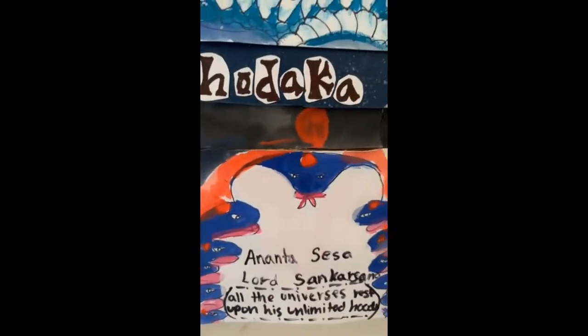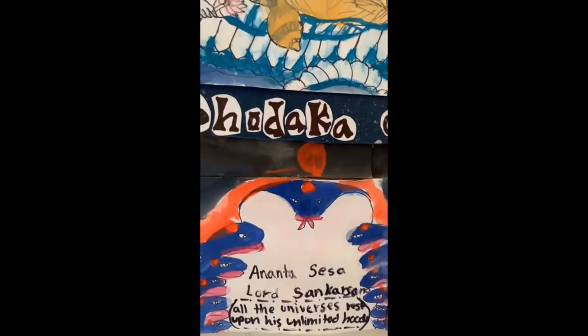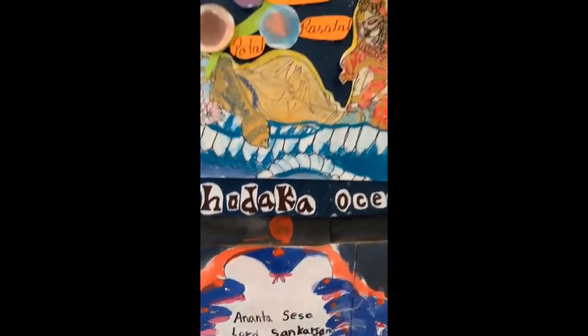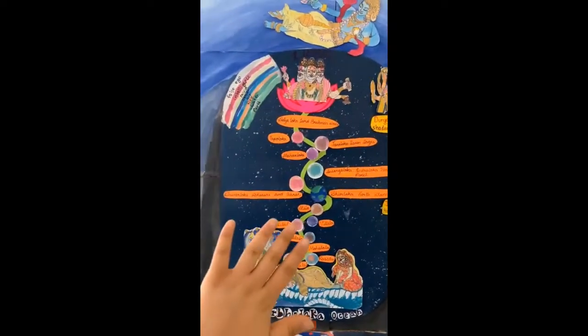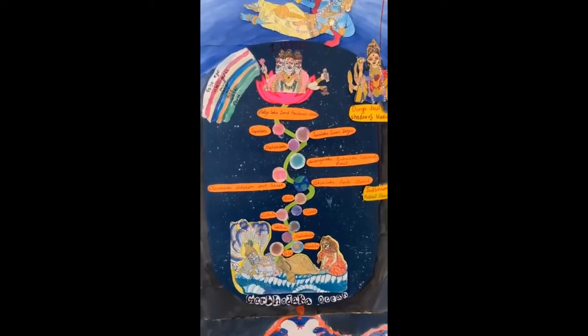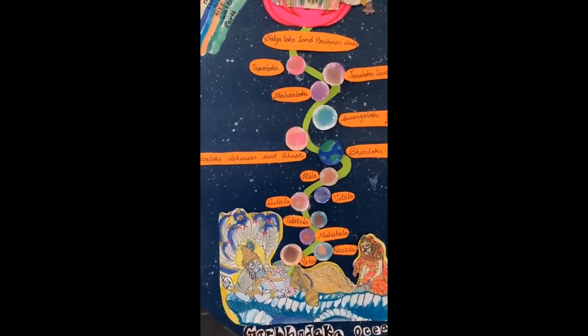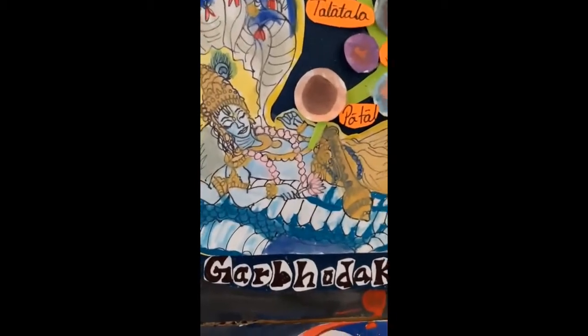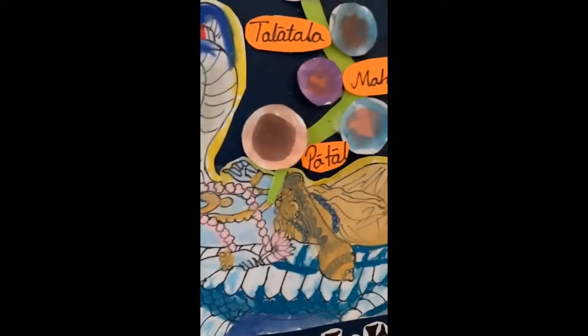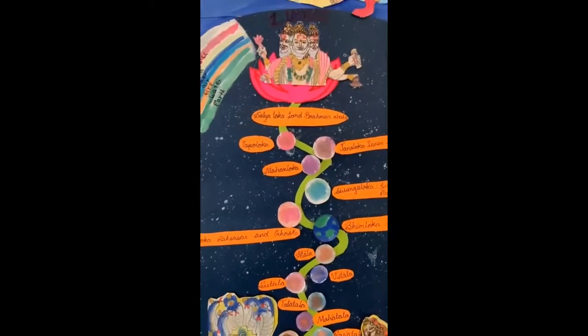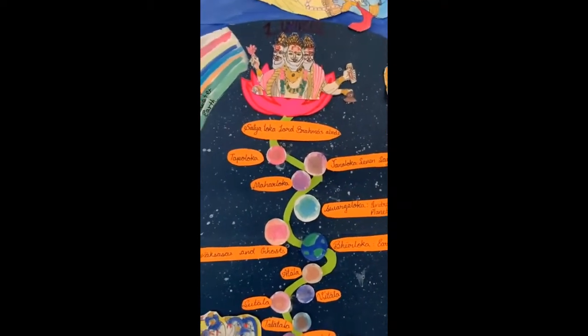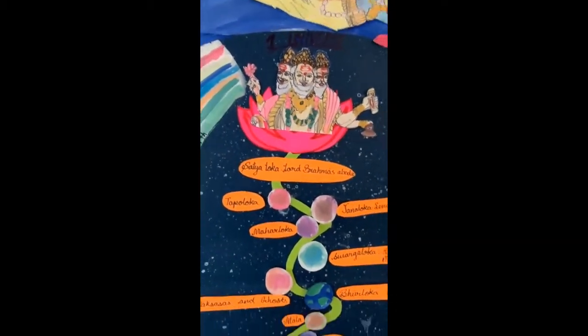So this is Ananta-Sesha, Lord Kṛṣṇa, and all the universes rest upon his unlimited hoods. And this is one universe out of millions of other universes. Mahavishnu expands his personality and enters each universe as Garbhodakasai Vishnu. And from his navel, he generates Lord Brahma, the first living entity in the universe. Lord Brahma is the secondary creator of this material world.